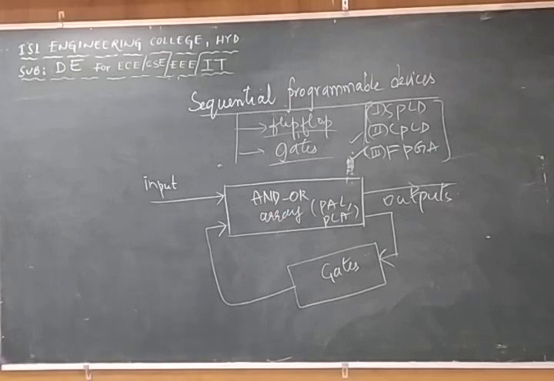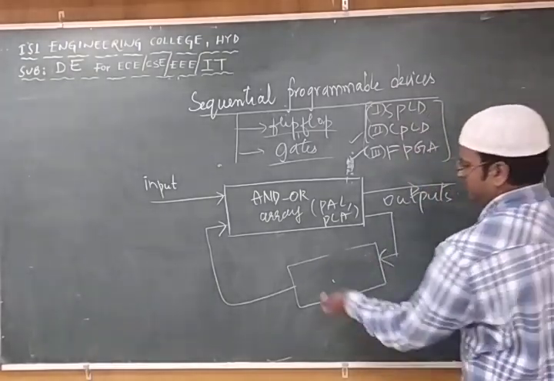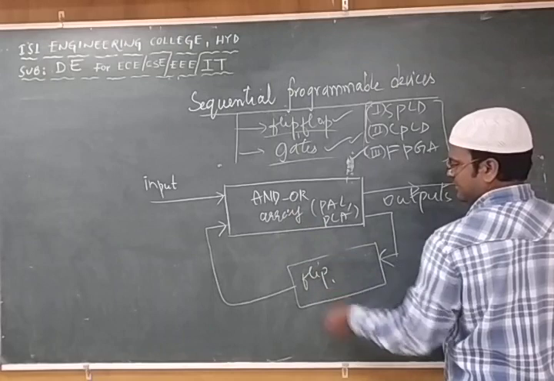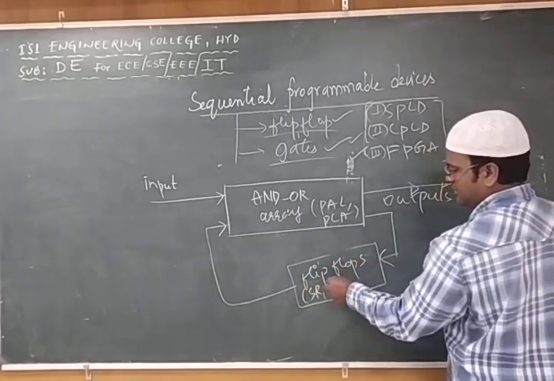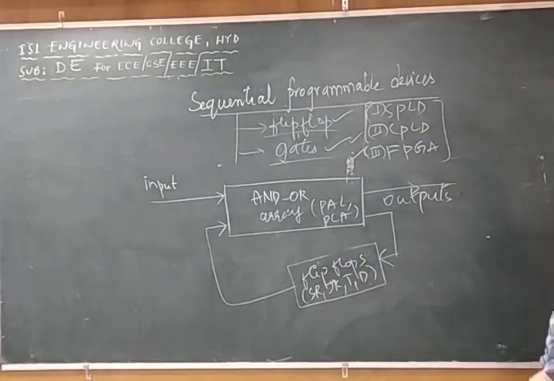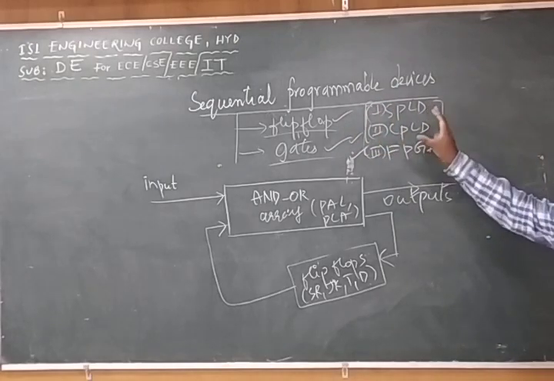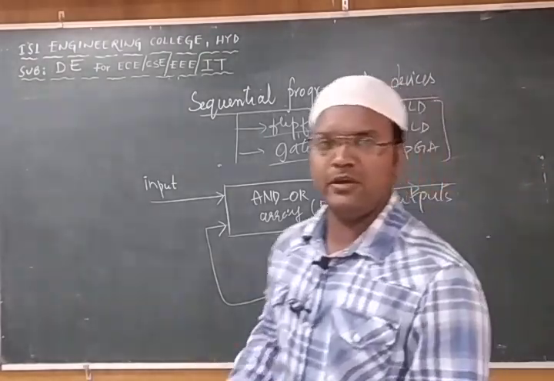This gate logic is nothing but like flip-flops. Gates we have already taken here, right? So this is nothing but flip-flops. As I said, we are using flip-flops and gates. So gates are here. This is your flip-flops. It can be SR, JK, toggle, or D. By using these flip-flops, we are going to design the sequential programmable devices. By taking these devices, it is very easy for us to design and able to store the data.